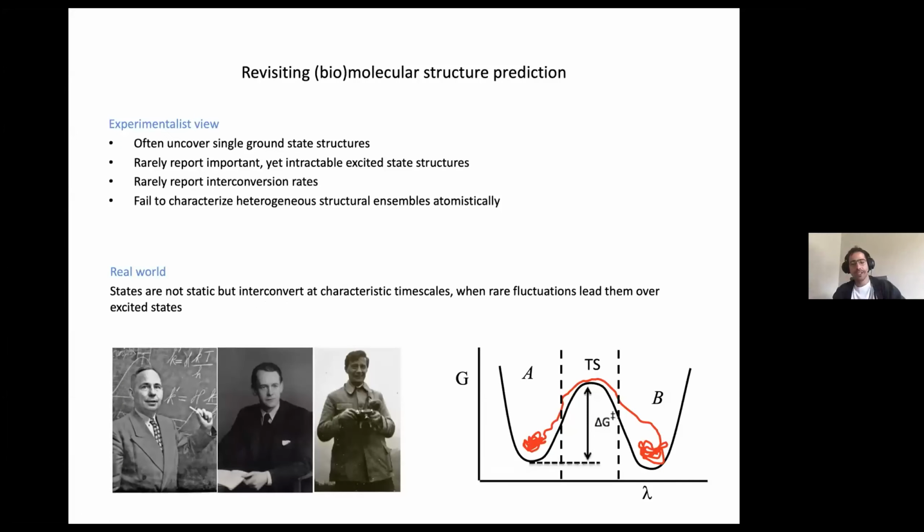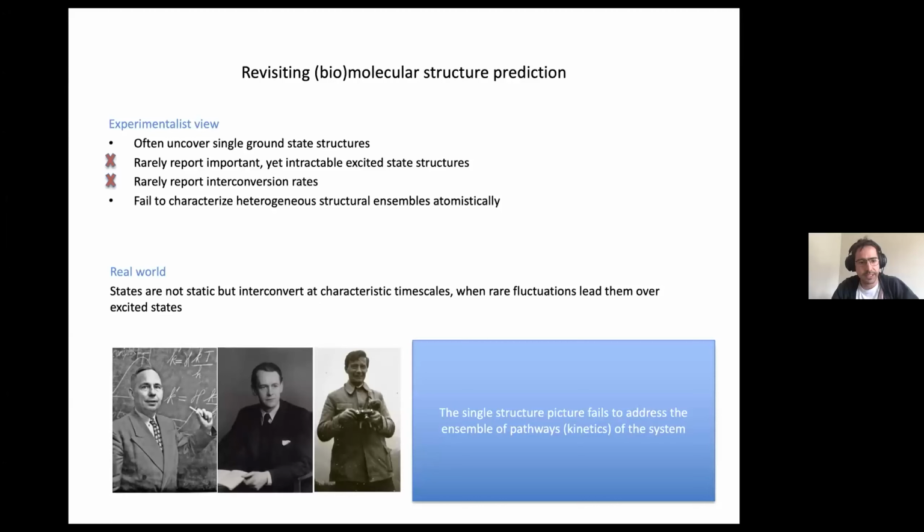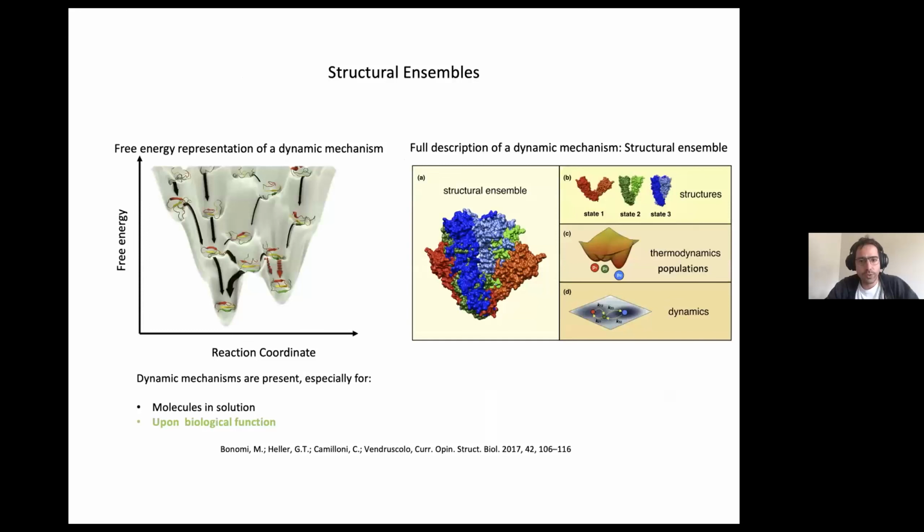Moreover, this is an extra layer of complexity. States or structures interconvert with each other with a particular time scale that is dictated by these transition state regions. And this was famously celebrated in the 30s by transition state theory. So this single structure picture also fails to address the ensemble of pathways of the system. So we really need tools to address this.